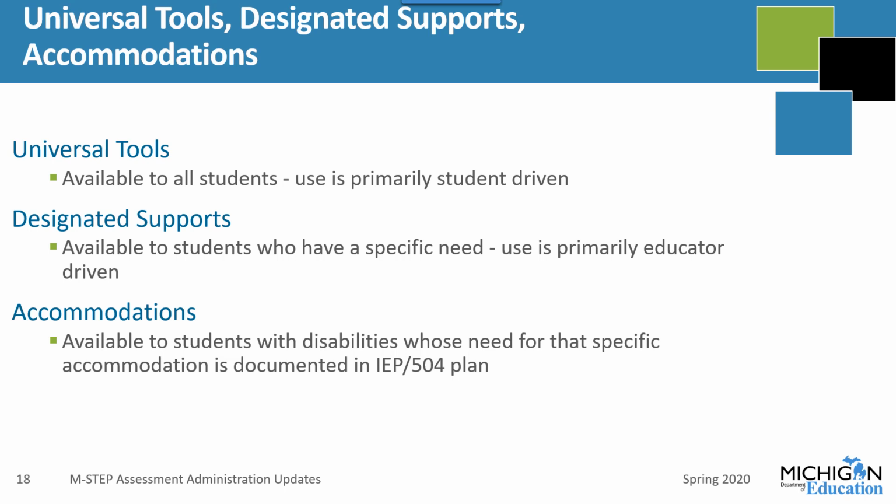Designated supports are available for students based on their specific need. These are decided by educators, and they should be supports that are used in day-to-day instruction. The most common example of a designated support is TTS for items only. Again, this should be decided individually by student, never assigned to a whole class, grade, or content area, and it should be something that the student is using in day-to-day instruction. Finally, accommodations are available for students whose IEP or 504 plan documents the need for this accommodation.